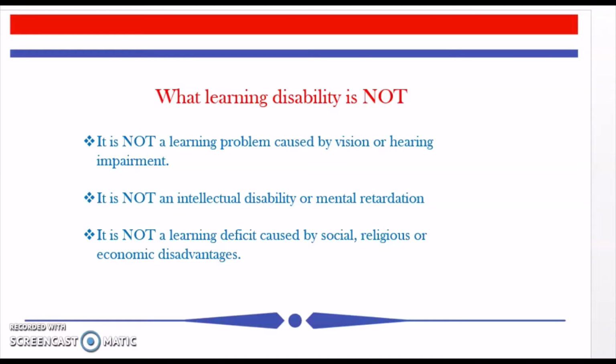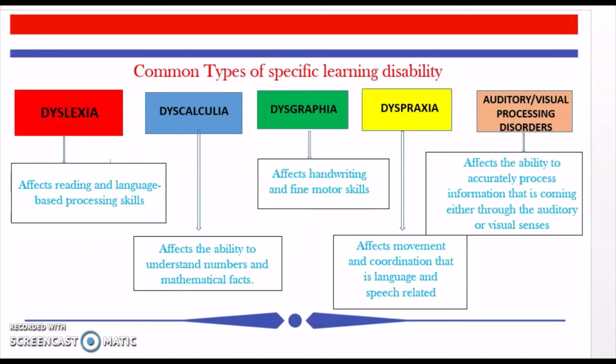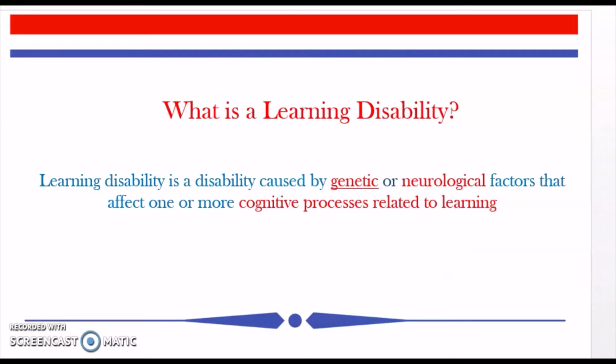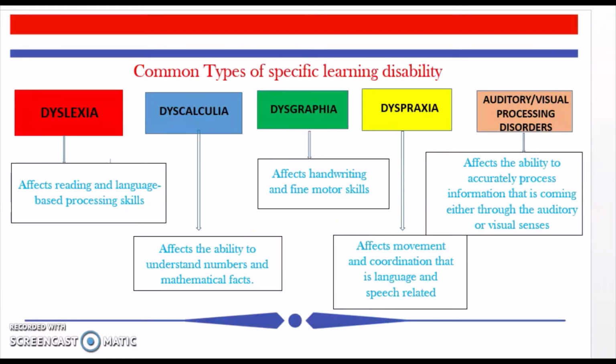Okay, so these are the common types of specific learning disability. Remember, that is a disability that affects cognitive processes. So if the cognitive process that helps in reading or language is affected, then the child is suffering from dyslexia. If the cognitive process involved for numbers and mathematics is affected, the child will suffer from dyscalculia.